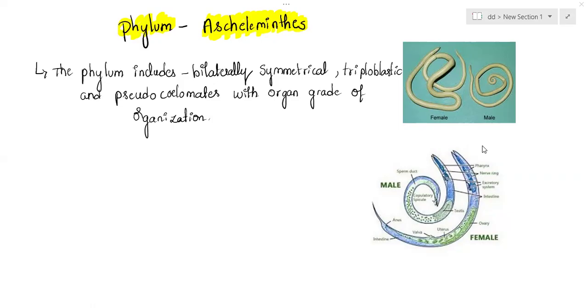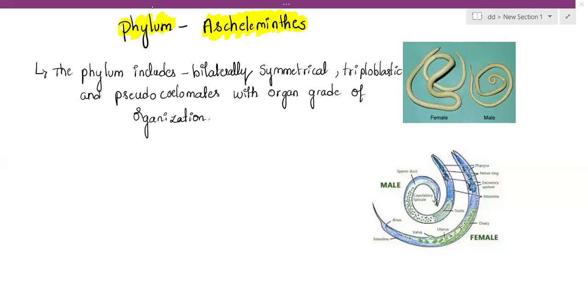This phylum includes bilaterally symmetrical animals. The body is bilaterally symmetrical. They are triploblastic. Triploblastic means they have three germ layers: outer ectoderm, middle mesoderm, and inner endoderm. They are pseudocoelomates with the organ grade of organization. Previously, in the primitive animals, they had a cellular mode of organization. Here, they have an organ grade of organization.